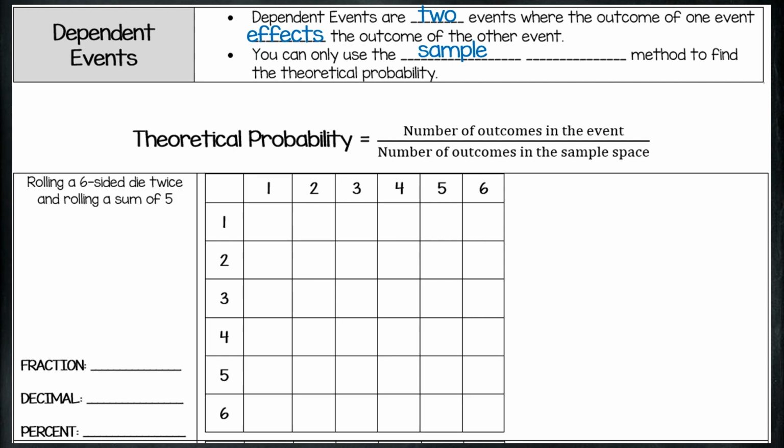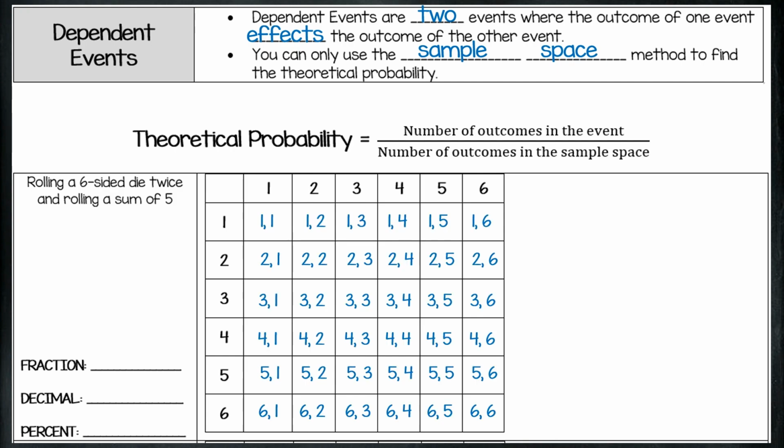You can only use the sample space method to find the theoretical probability. So remember, theoretical probability is actually in a perfect world. And we know we don't live in a perfect world, but we use theoretical probability just to figure out how often something might happen or to predict something. So that's coming later. So we've filled out our sample space for our 6-sided die.